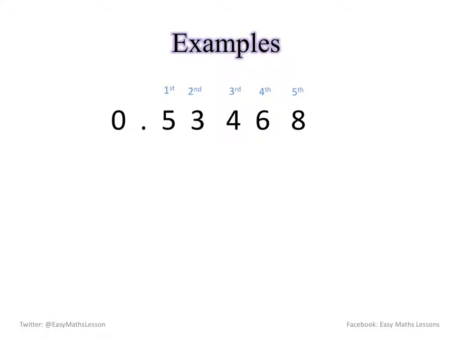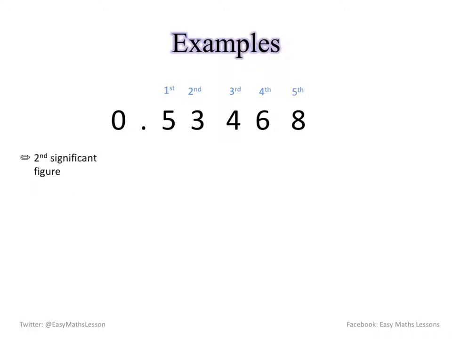Let's look at this one. These ones are decimals. Now the decimals in front, the zeros in front here, do not count. They are not important. So your first significant, your first most important digit will be the 5. The second will be the 3, and so on and so forth.